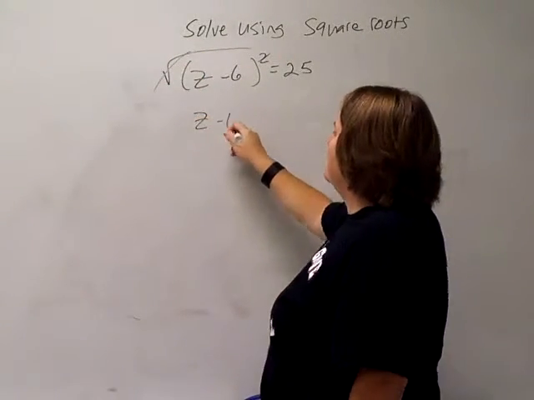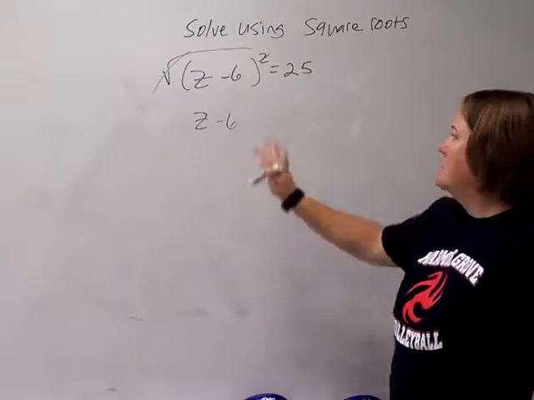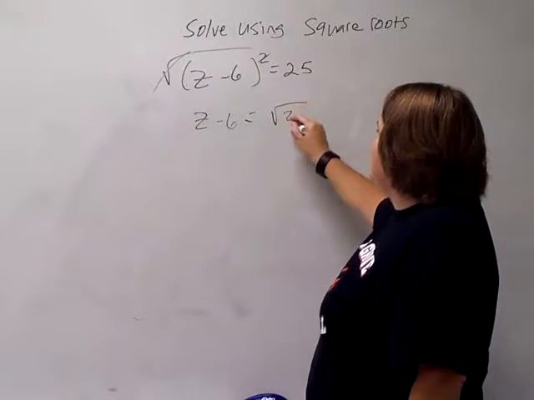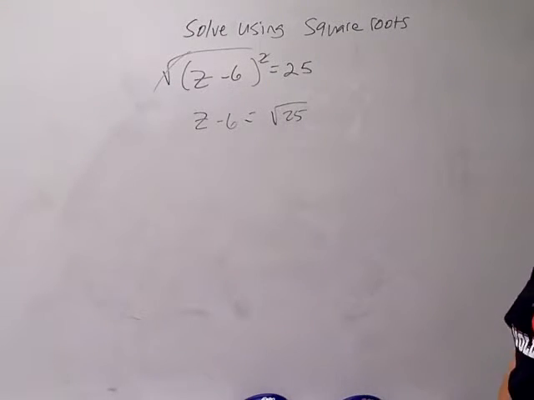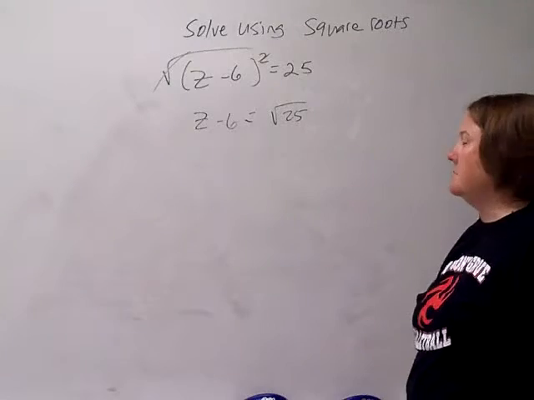So you just have z minus 6. Now whatever you do on the left side, you have to do on the right side as well. So I've got to take the square root of 25. What times itself equals 25? What's the square root of 25?